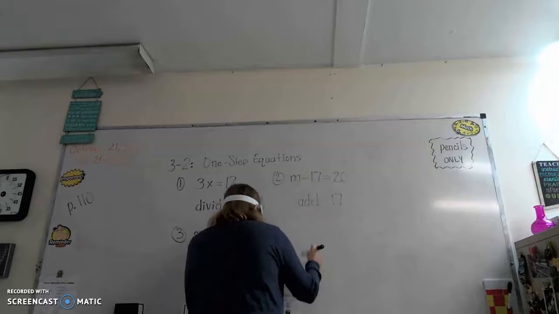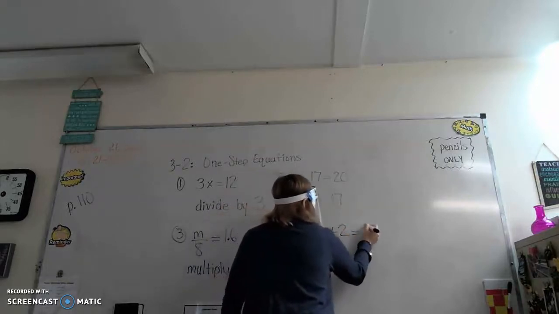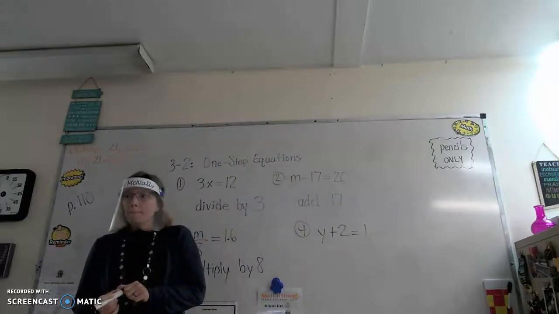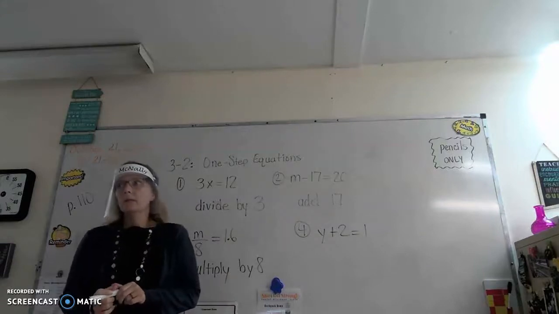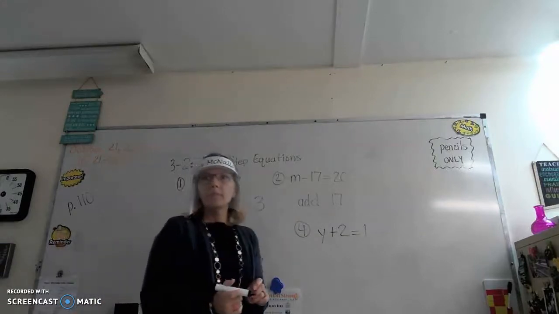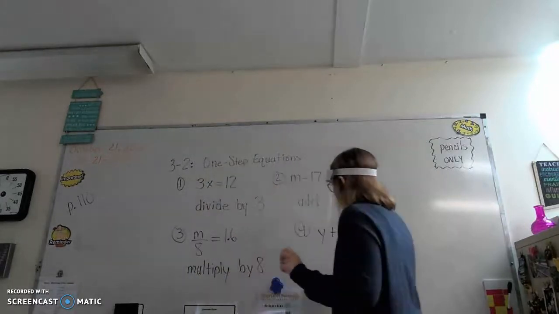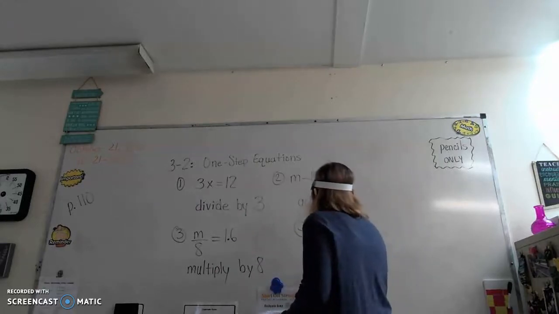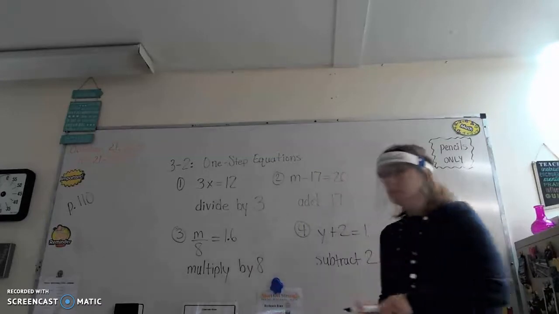So number 4 is y plus 2 equals 1. What will we do to solve that? Do the opposite. Yep, minus what? 1 minus 2. Yeah, so we're going to subtract 2 from both sides. Subtract 2.